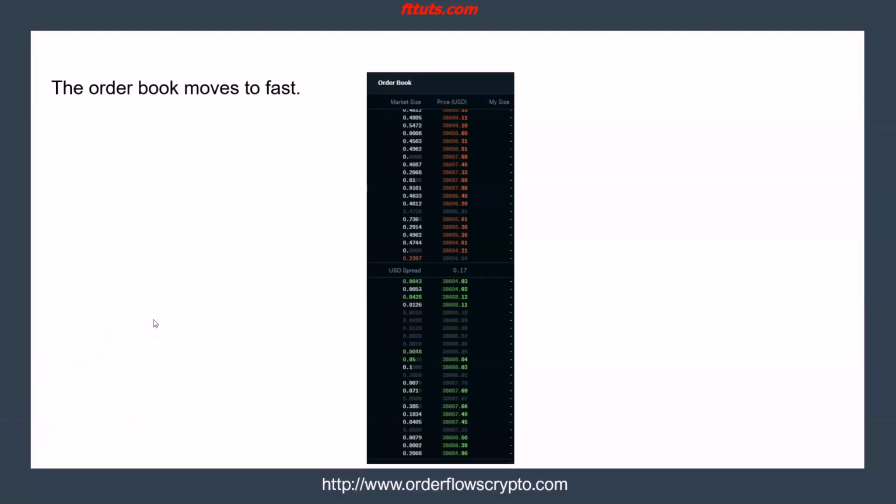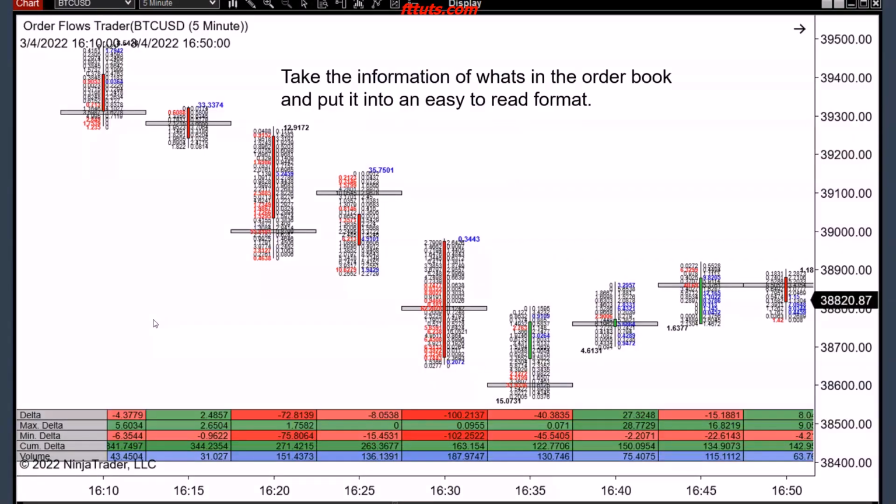That's why the footprint chart is so beautiful, because it takes all that information and allows you to use it. I mean, you look at your trading interface from the exchange, and there's a lot of information, but most people don't use it because they can't, because it just moves too fast. At least the footprint takes all of that information and puts it into an easy to read format, so you can easily see where the selling imbalances are occurring, where the buying imbalances are occurring. Are they occurring in the middle of the bar?